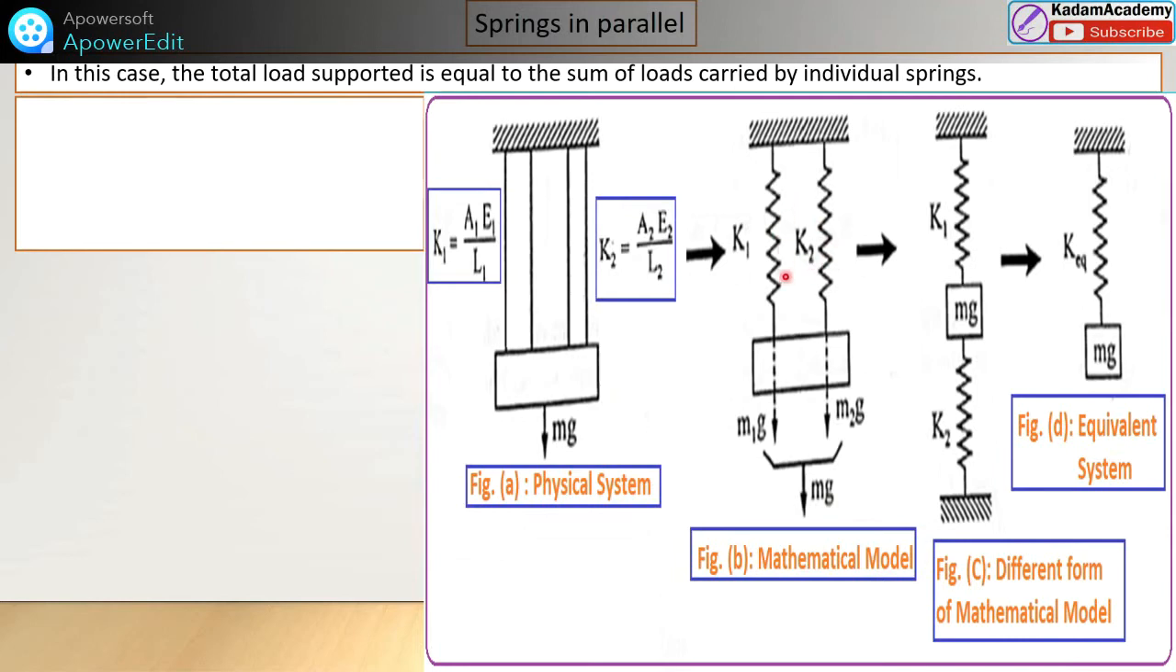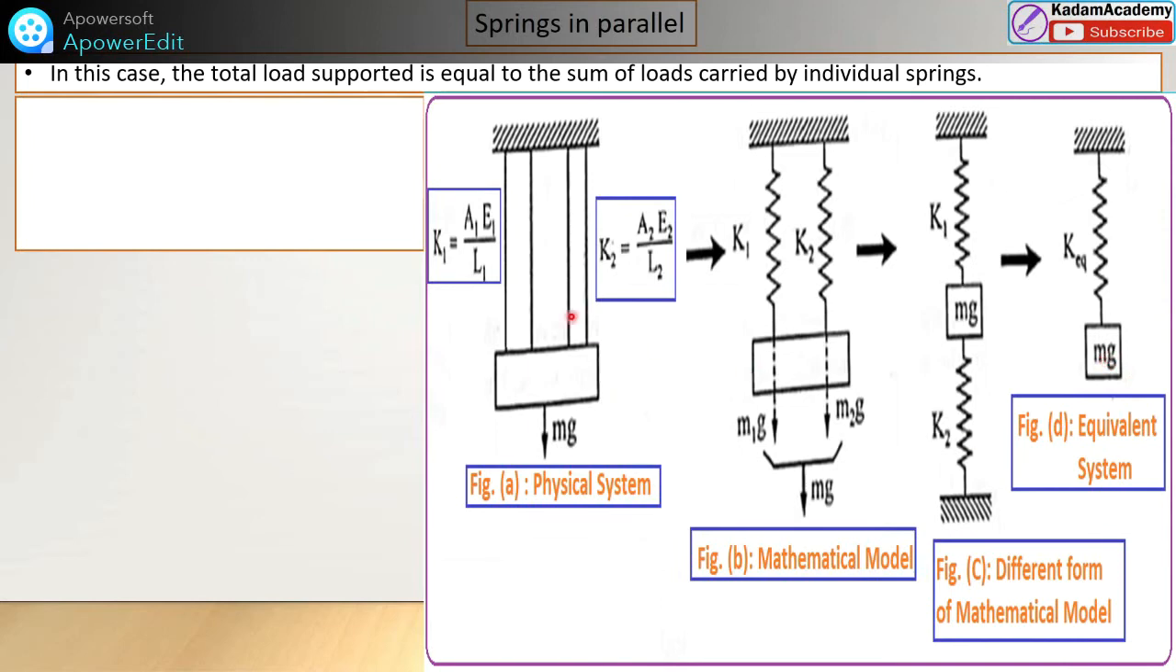Or the same parallel attached springs can be represented like this also. This is a different type of mathematical model represented. Here mg is the main weight. This mg is represented here, and k1 is drawn here, and k2 is drawn here. Like this diagram is given, both mean the same problem, and this is the last K equivalent for the physical system. This is the simplest form of the physical system into the equivalent system, K equivalent, and the total weight mg is attached.